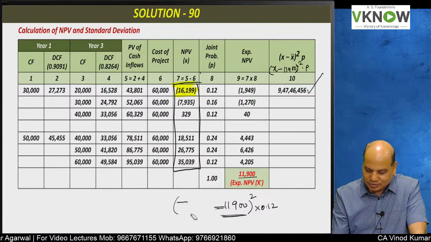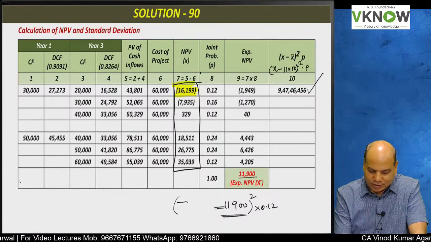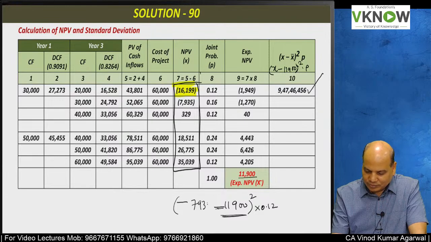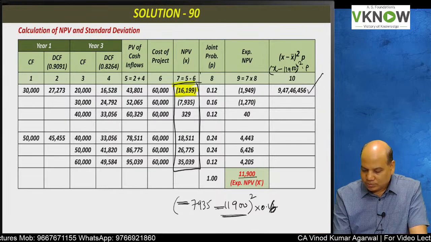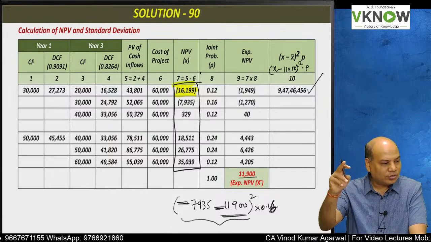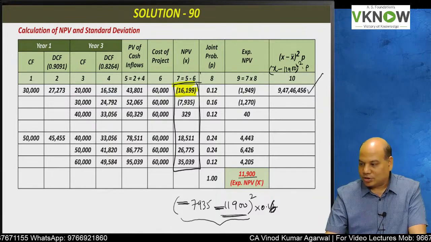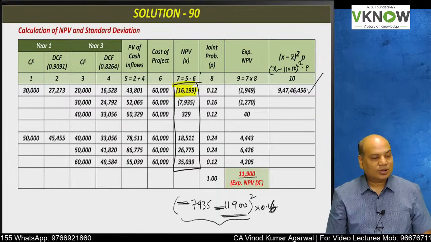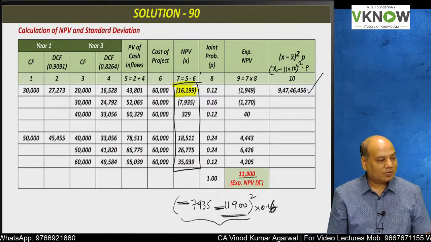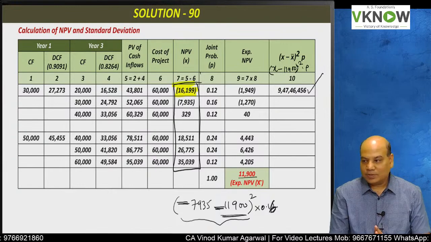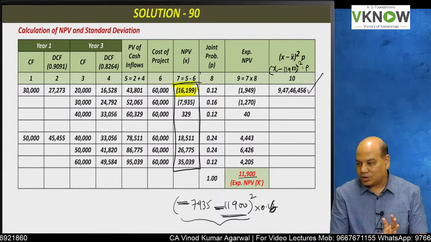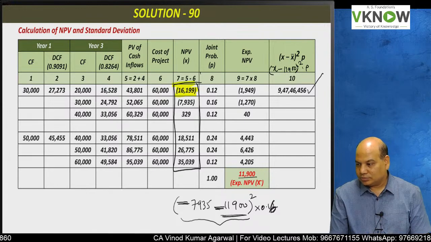Second number, 7935 is negative. Minus 11,900 square into probability 0.16. When both numbers are negative, you have to add them. That was taught in your schools, and I am teaching you again without charging any extra fees. When both numbers are negative, you have to add. Okay, please transfer 200 rupees in my account.